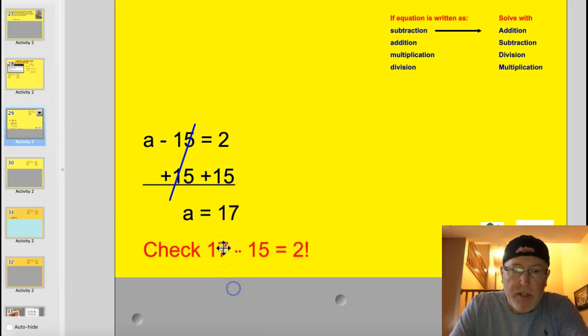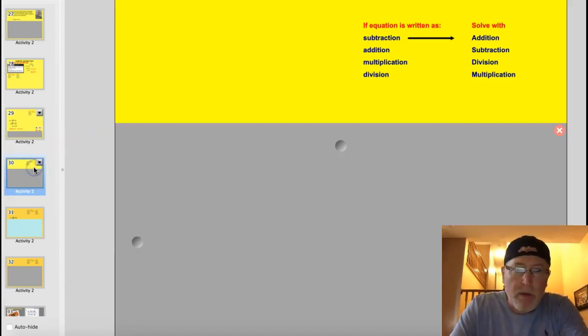Let's just check our answer. 17 minus 15 equals 2. Let's check our form. Equal signs are lined up. Good. I did the same thing on both sides, not just on one side. Good. And I drew a line underneath to show the separation between the steps of the problem. Thumbs up. All right, let's try one more.